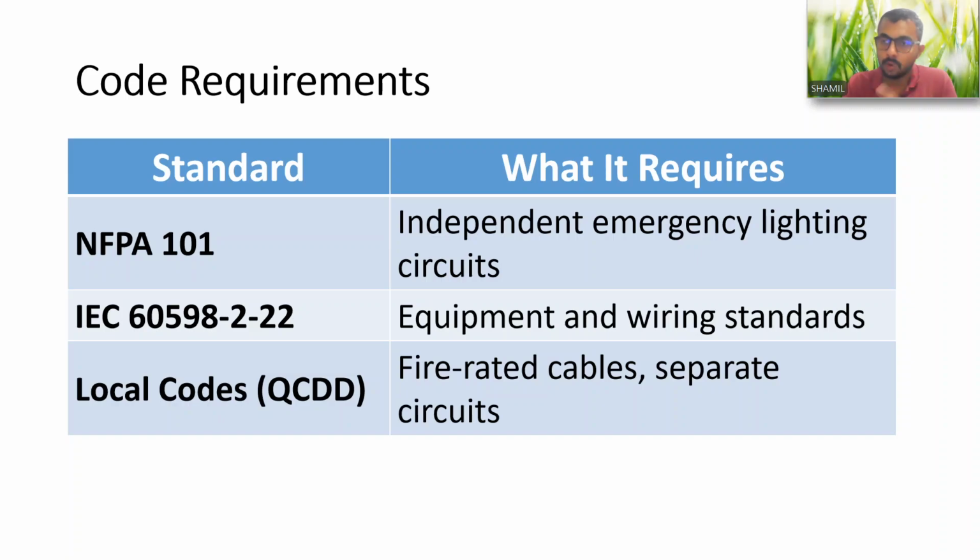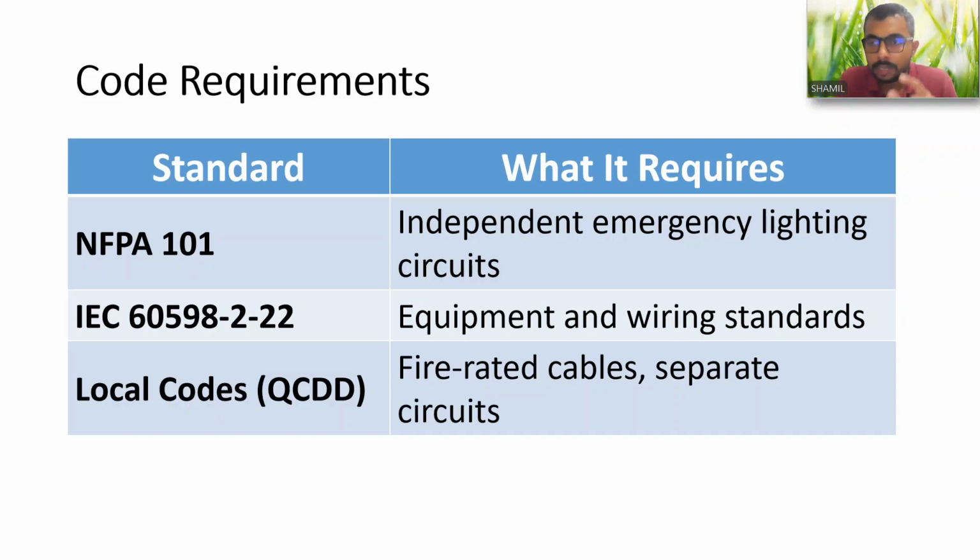Then we have a standard by the International Electrotechnical Commission, IEC. The code number is 60598-2-22, and this standard gives the explanation about the requirements for the emergency equipment and the wiring related standards. Then we have the local standards, which could belong to that particular region. For example, since I am from Qatar, we have a separate set of clauses for the emergency lighting, released by the Qatar Civil Defense Department. In that we mentioned the fire rated cables, separate circuits, and all.